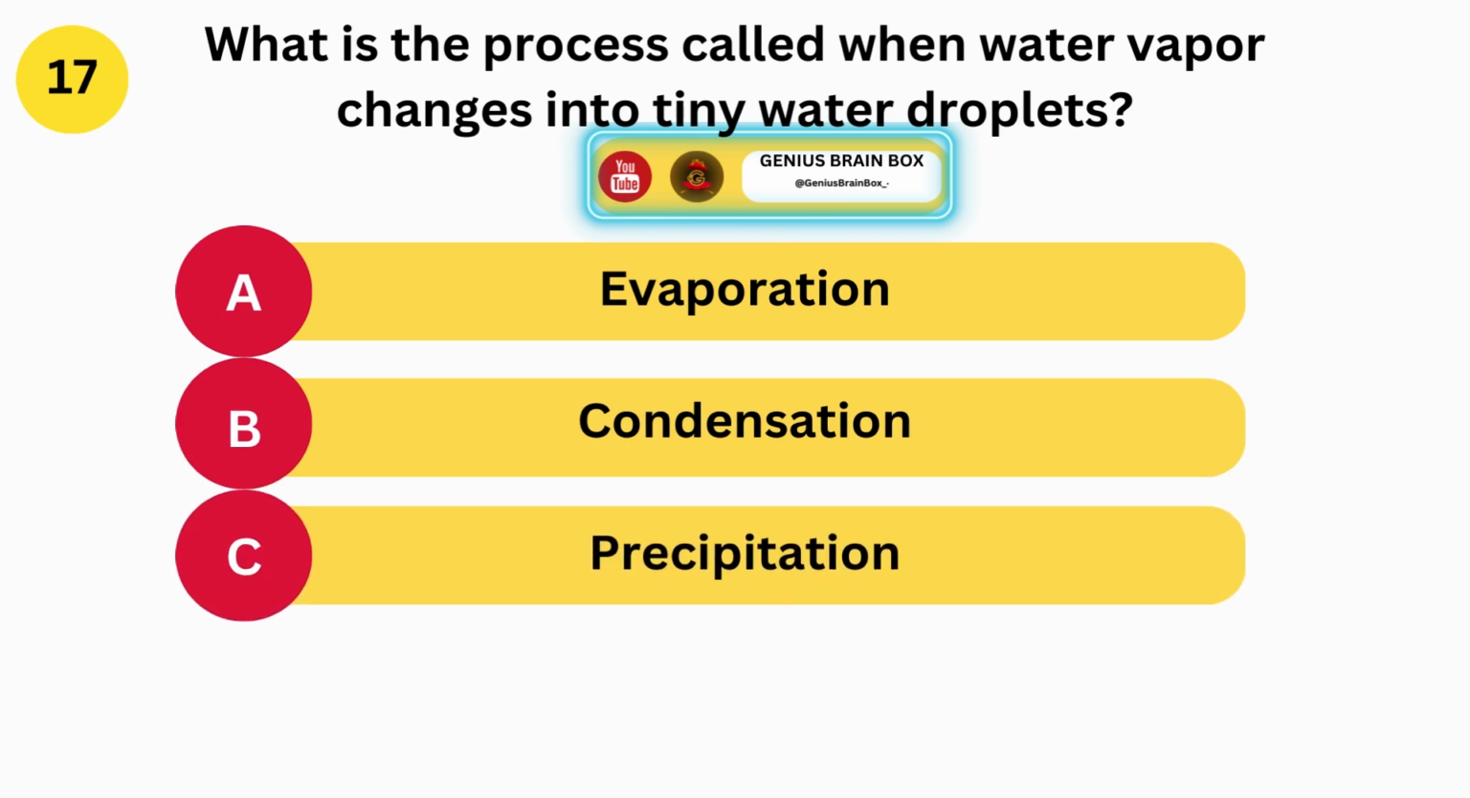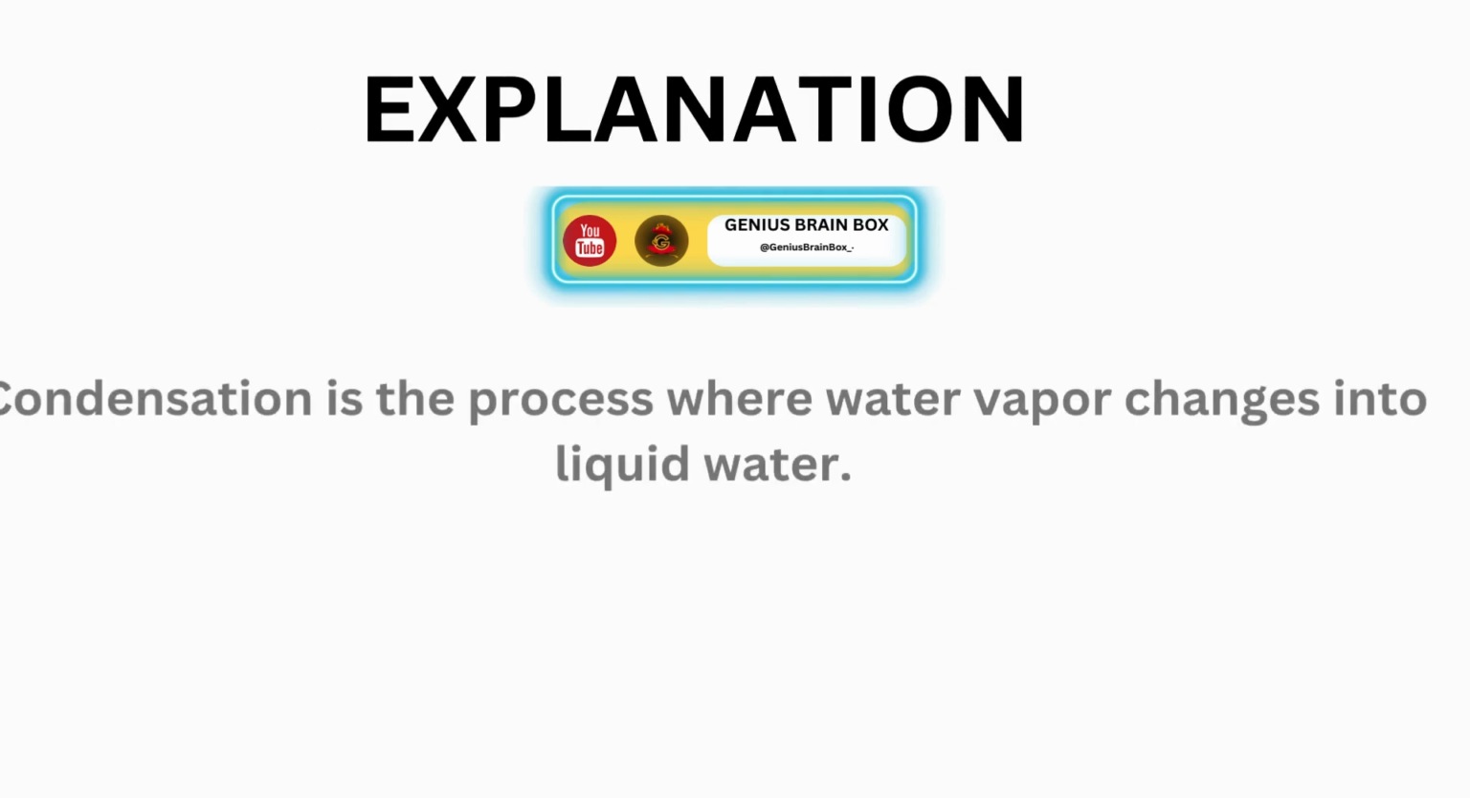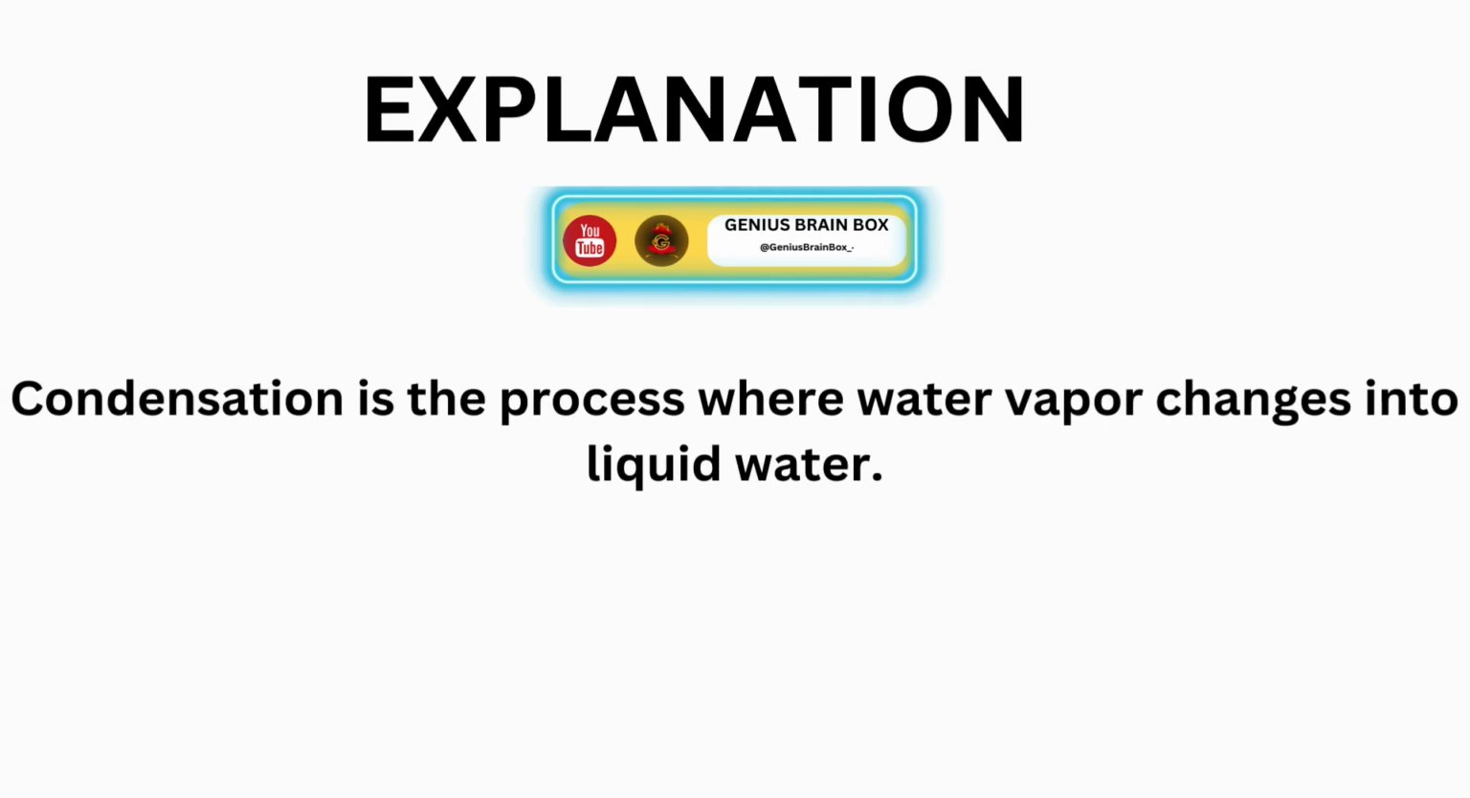What is the process called when water vapor changes into tiny water droplets? Option A. Evaporation. Option B. Condensation. Option C. Precipitation. Correct answer is... Explanation. Condensation is the process where water vapor changes into liquid water.